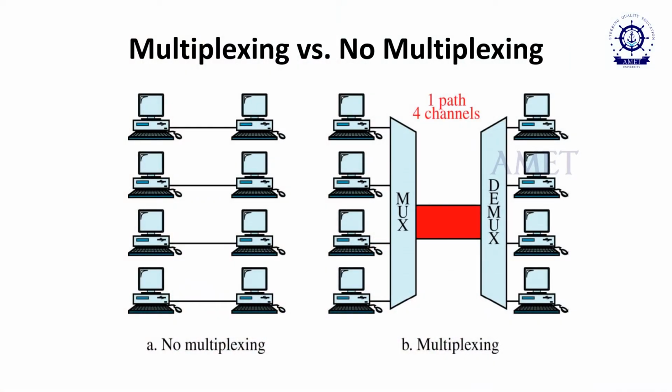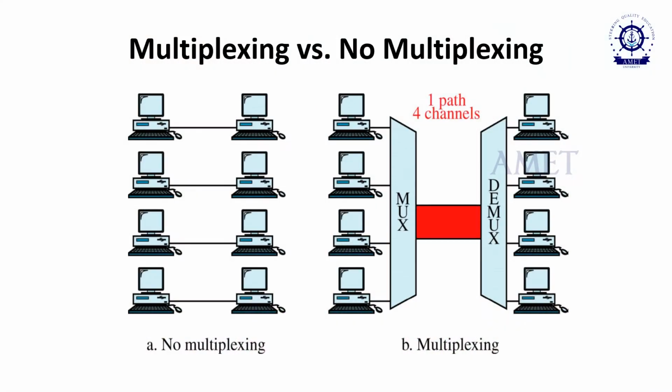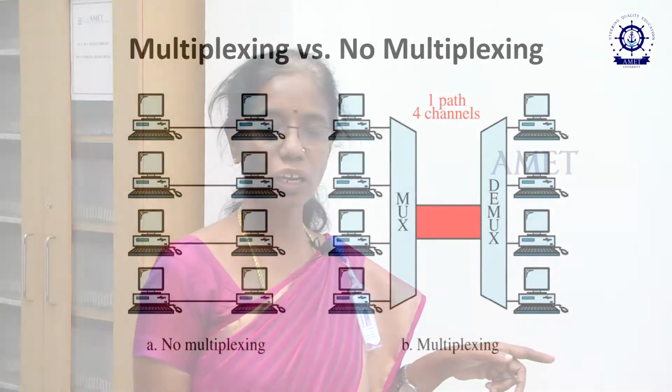See this slide. It explains what will happen if multiplexing is not happening. We have to use 4 different devices at the transmitter and 4 different devices at the receiver. In diagram B also, we have 4 devices at the transmitting end and 4 devices at the receiver end. But in the first slide, without multiplexing, how many channels are required? You see, we require 4 channels.